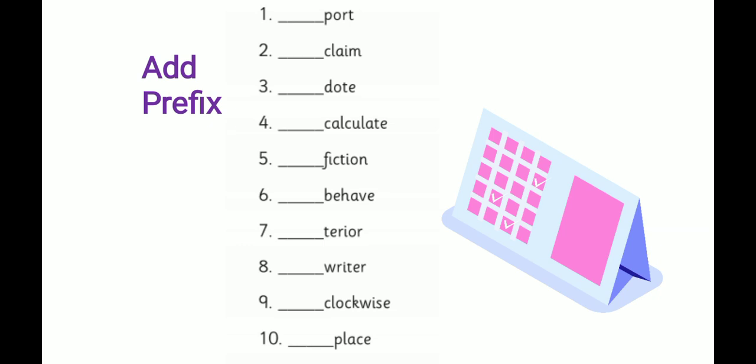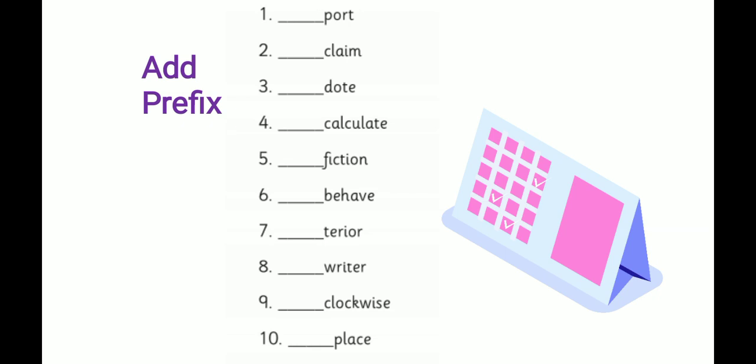Then number 8, writer. It is also very easy. I think you can say. Think about it. Then number 9, clockwise. You have to put one prefix. It is also very easy for you. You have read it many times. And then the last root word is place. I think it is also very easy. It can be replace. You can add a prefix here.